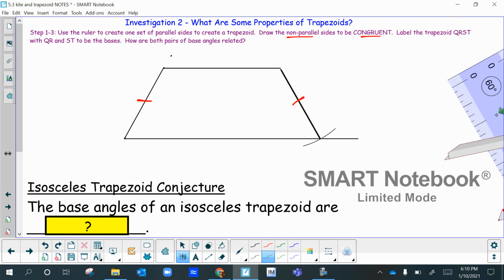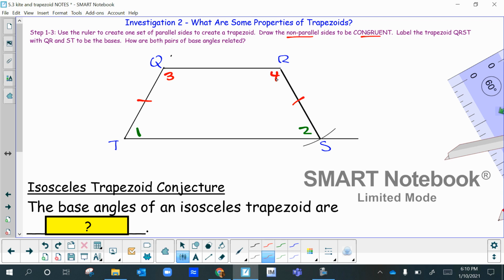All right, so it says label this trapezoid QRST again. Let QR and ST be the bases. So let's do that. Q, R, S, and T. And it says, how are both pairs of base angles related? So basically, let's compare angle 1 to angle 2, and let's compare angle 3 to angle 4. What would you say about angle 1 and angle 2? They look pretty closely related to me.